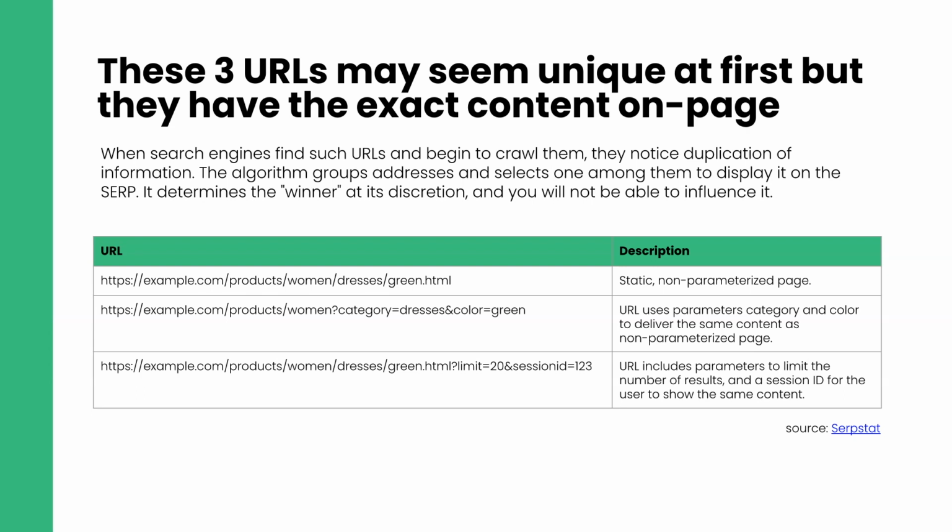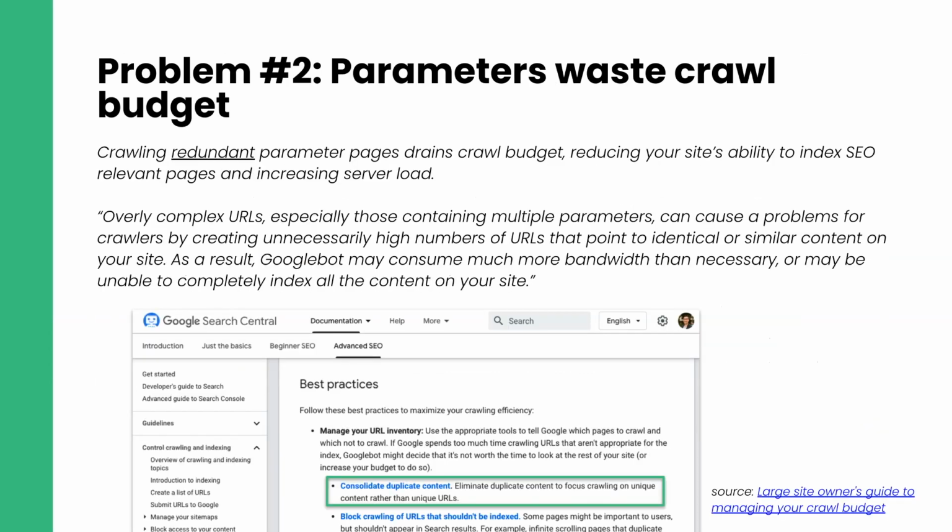And when search engines find such URLs and begin to crawl them, they notice duplication of this information. The algorithm groups addresses and selects one among them to display on the SERP, and this is where we run into the question: is it showing the page that we want our users to find? That's why we need to be wary of what a site is doing in terms of its parameterization of URLs. Now, problem number 2, parameters waste crawl budget.